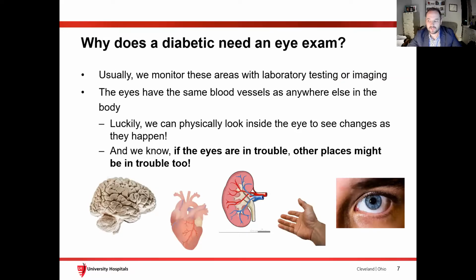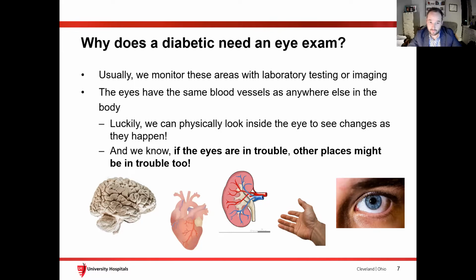In a regular outpatient setting with your primary care physician or your specialist, they're going to monitor these areas with laboratory testing or imaging. Every diabetic knows about their hemoglobin A1C. That's the main way that we track and see how well the diabetes is taken care of, and that's like a 3-month snapshot. It's pretty good. Your eyes have the same blood vessels as anywhere else in your body, but I can physically dilate the eyes and look in and see diabetic changes as they're happening. This is unique. There's no other place in your body where we can look at these blood vessels with diabetes and know if things are going on.